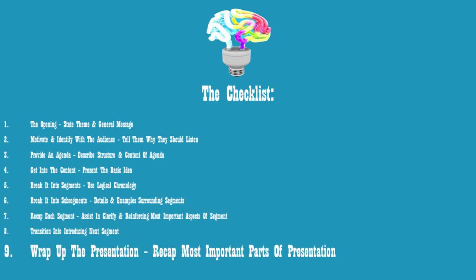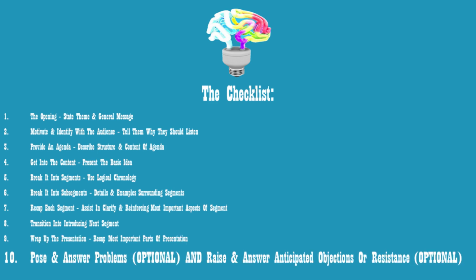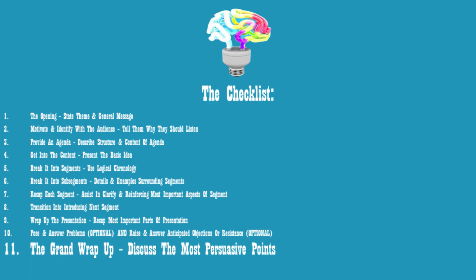Once you go through every segment and the subsegments for them, you then wrap up the presentation. Here you recap highlights of the whole presentation, including the most important parts. From there, there are a couple of optional things that can be done depending on the report or presentation. The first is to pose and answer problems that surround the presentation or report. The second is to raise and answer anticipated objections or resistance. Then you reach the grand wrap-up.